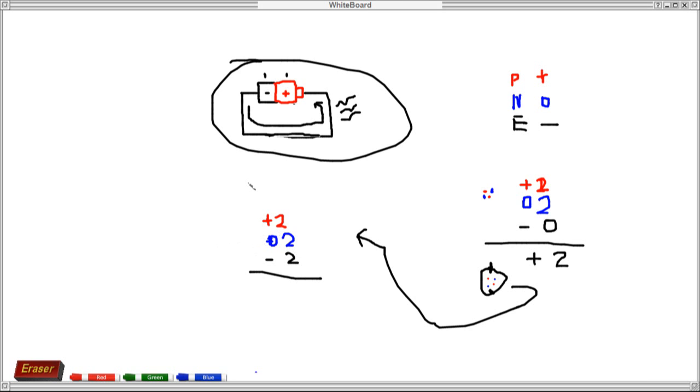Now, negative 2 plus positive 2, that's 0. So your net charge is 0. So your atom has 0 charge, so it's neutral.